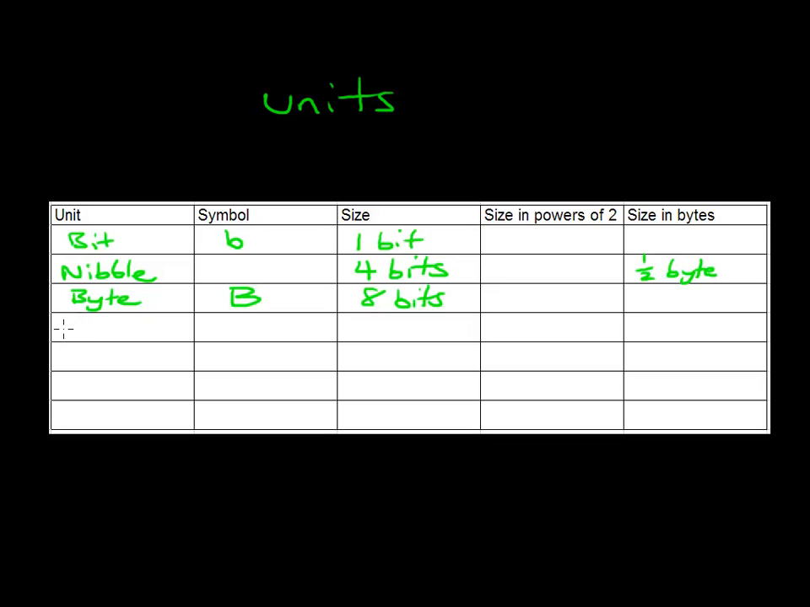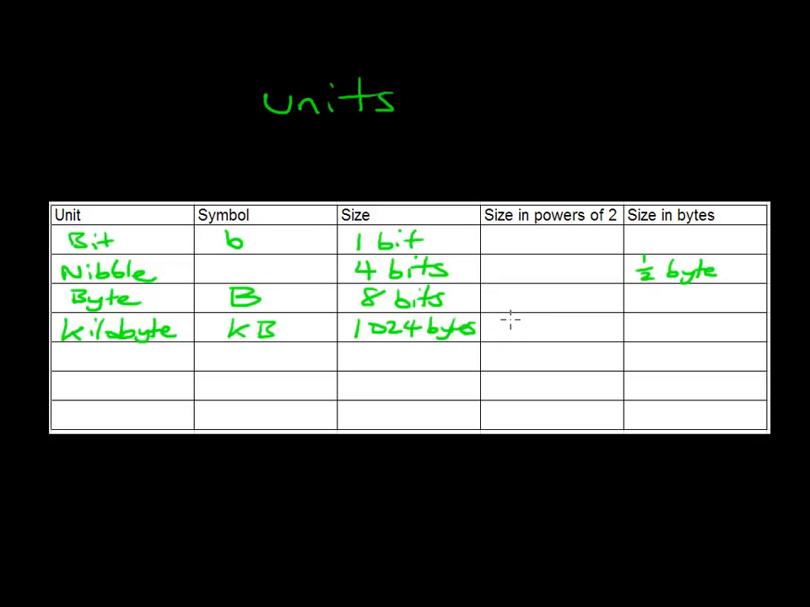Moving up, we go to a kilobyte, and kilo normally means 1,000, and it's very closely related to 1,000. The symbol which we use is capital K, capital B, and the size of it is 1024 bytes. Now it's a rather strange number, but computers work with powers of 2. 2 is the magic number in computers.